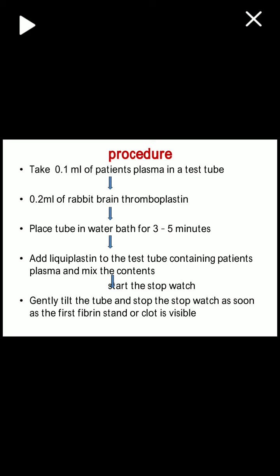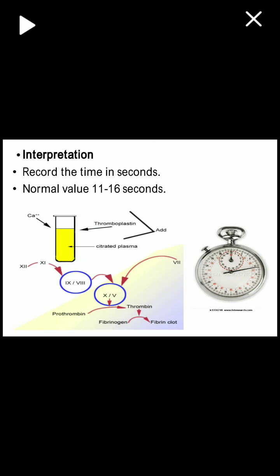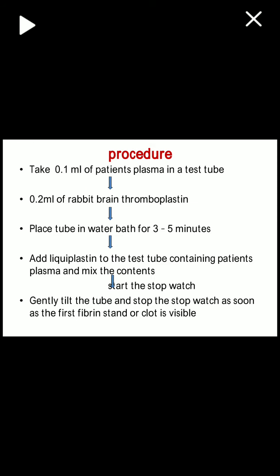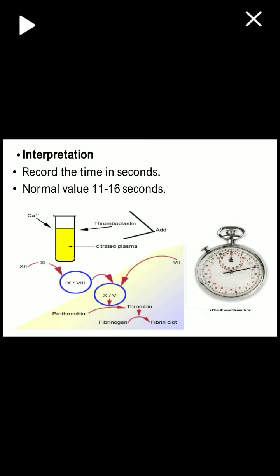The overall plasma and the reagent should form a solid clot. The time at which the clot is formed is called prothrombin time. The normal value of prothrombin time is 11 to 16 seconds. Within these seconds, immediately when we add this thromboplastin and start the watch, within 16 seconds you should see the formation of clots.